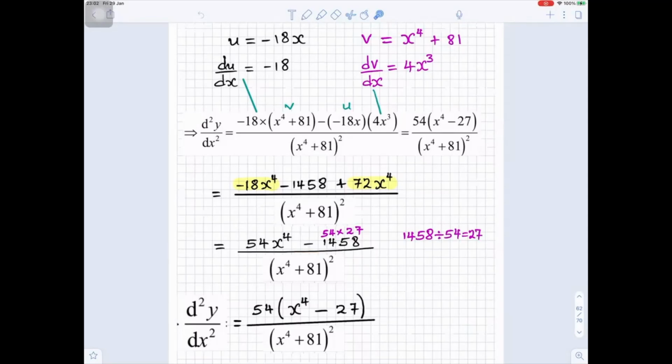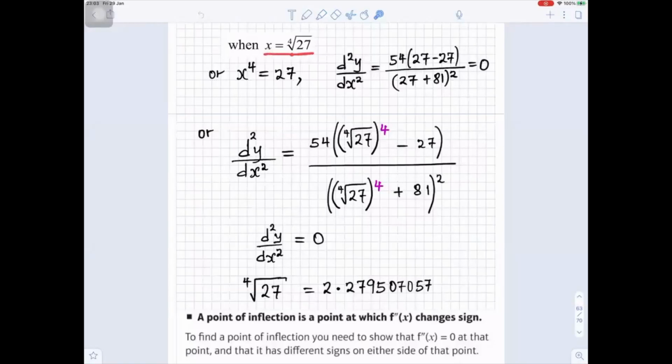So now you can write d squared y over dx squared. You can factorize 54. 54 is found there and is found there. So that 54 comes out of the bracket, and you're left with x^4 and you're left with 27. So 54 times (x^4 minus 27) over (x^4 plus 81) all squared.